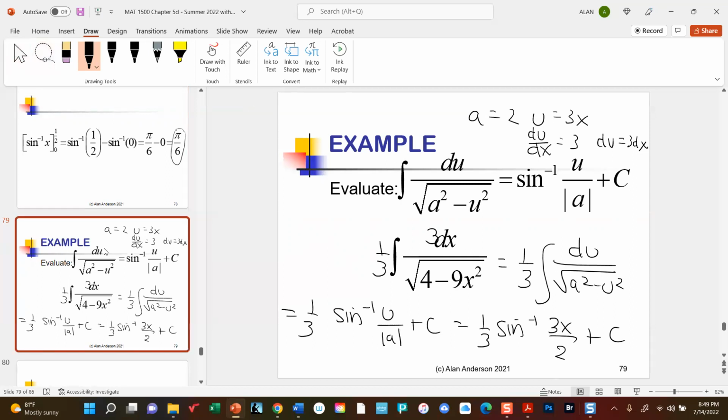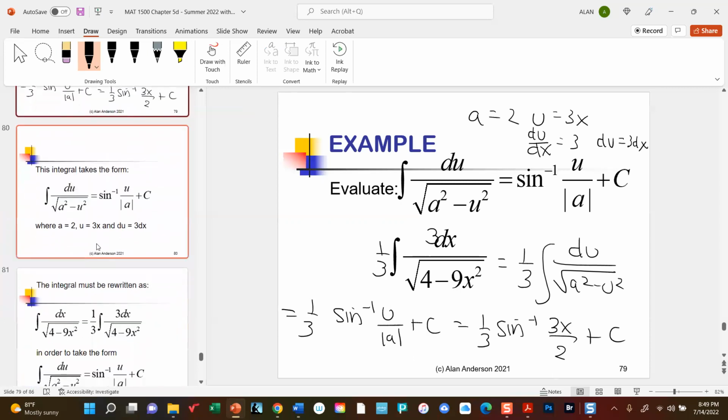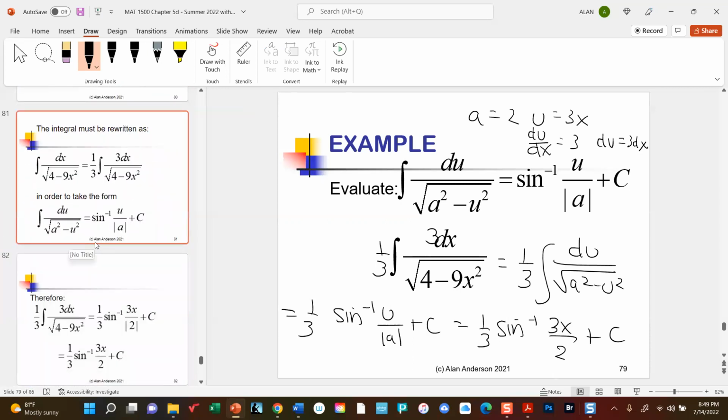Wow. Yeah, that's it. We're done. Because we recognize that this is in the same form as this, even though we needed to supply that 3 for ourselves, we know how to do that. We had plenty of experience tonight doing that. And so you can see that we end up with 1/3 times the arc sine of 3u over absolute A, which is this.